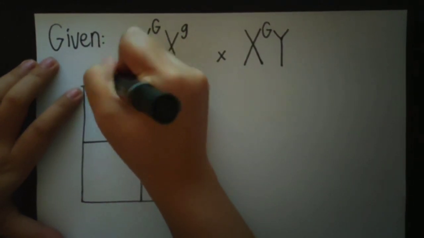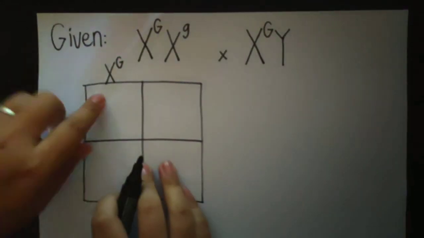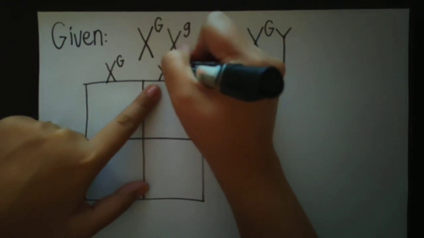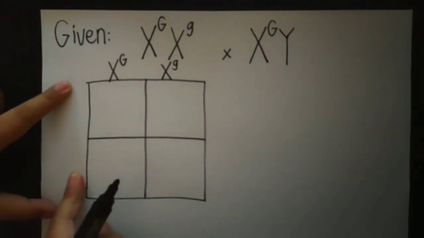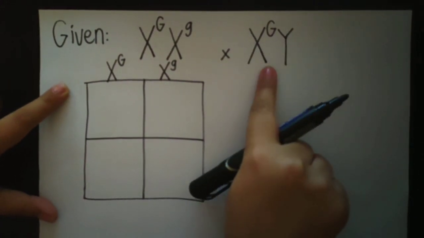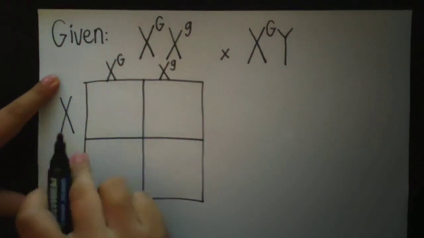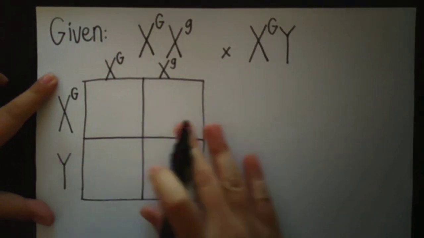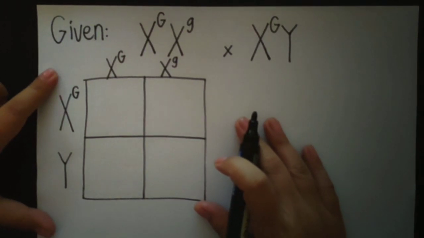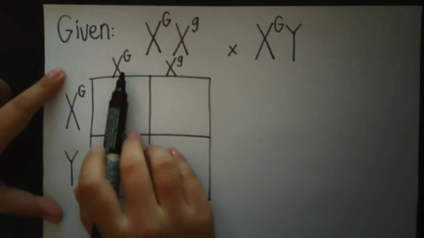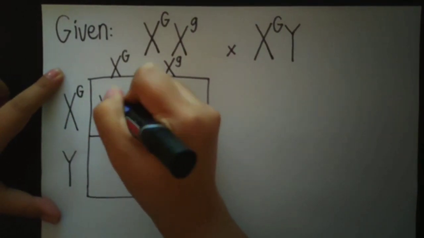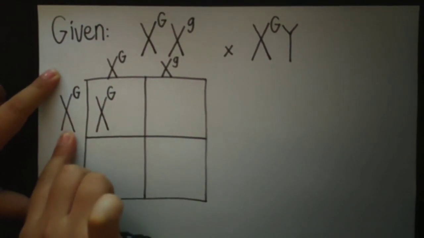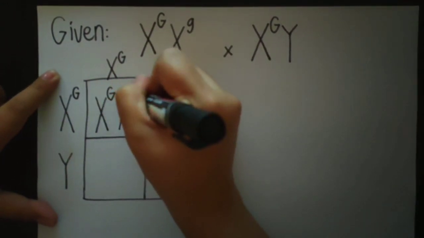So we have the X chromosome carrying the dominant trait or allele, capital G, and another one, small g. Okay, now on this side will be our male parent. So we are going to copy the X chromosome with capital G and the Y chromosome. So this is now the arrangement. We are going now to cross each allele. So for the female and the male, we are going to copy X from the female and X from the male chromosomes carrying capital G.